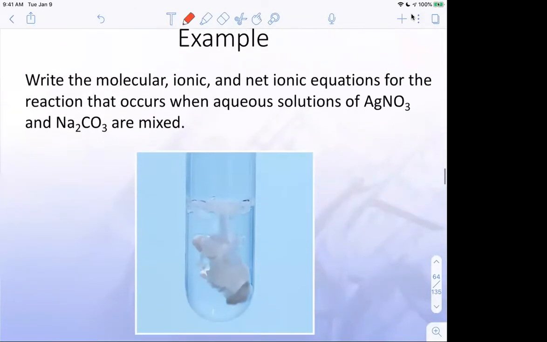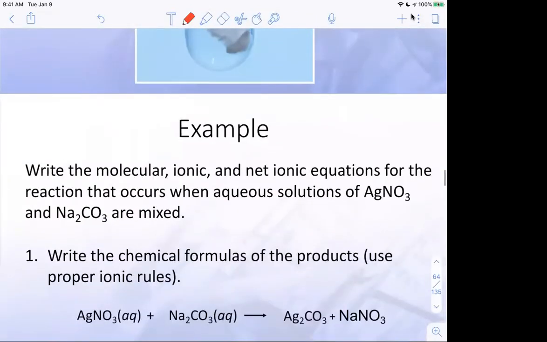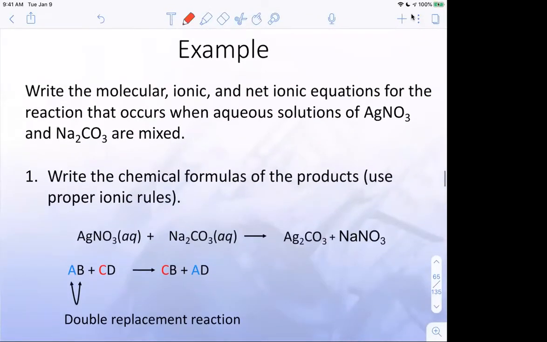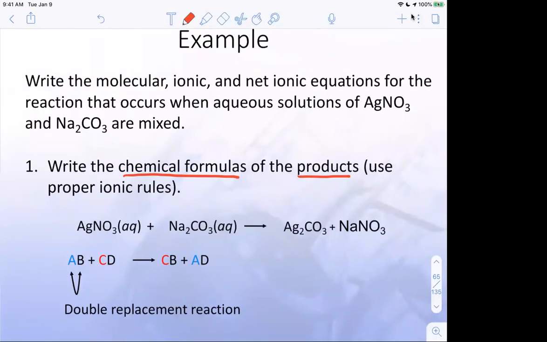So here's an example. Write the molecular, ionic, and net ionic equations when aqueous solutions of silver nitrate and sodium carbonate are mixed. So let's look at this. The first thing I'm going to do is write the chemical formulas of the products, and I'm going to use those proper ionic rules. The silver is going to combine with the carbonate, the sodium is going to combine with the nitrate.